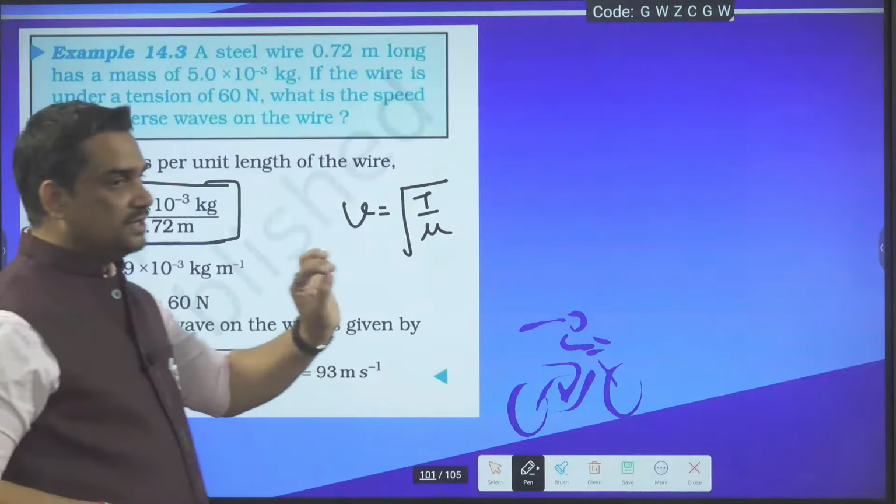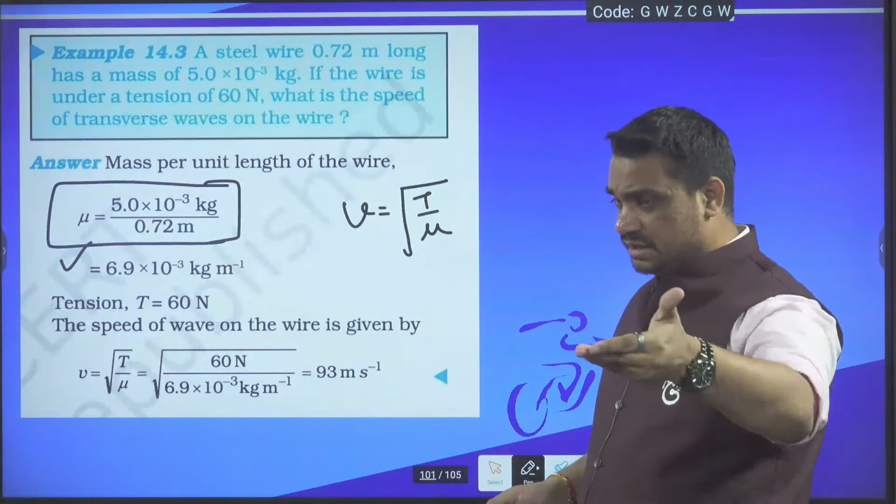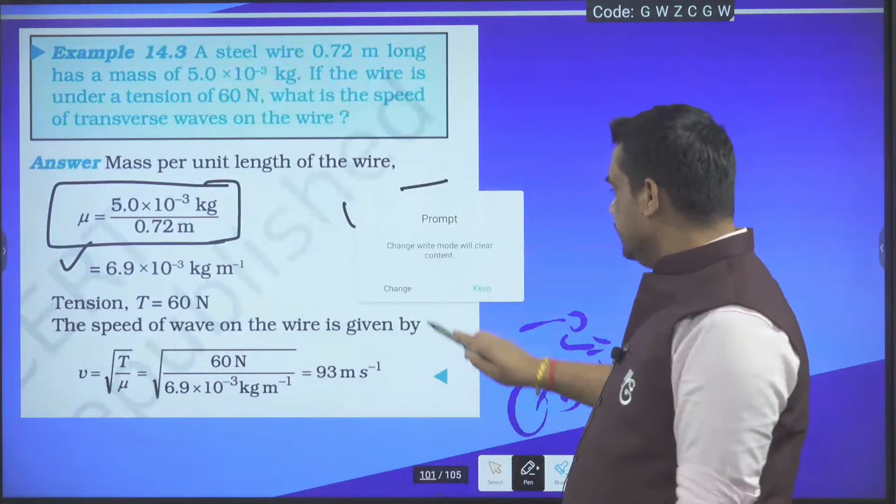Can we calculate? Important and easy question. First we have to get the mu. Mu is the mass per unit length, and then we can write T by mu. Clear?